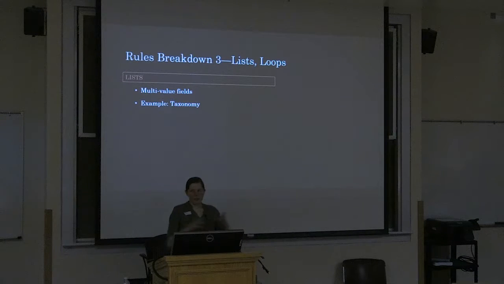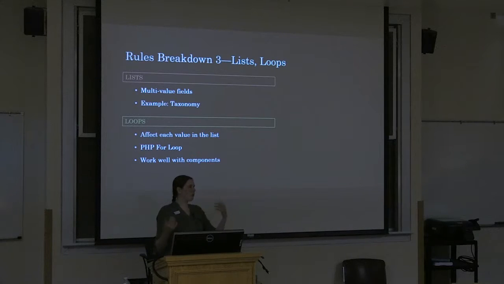Oftentimes you have fields that are multi-valued, like taxonomy vocabulary, for instance. And Rules handles that with this thing called loops, which will allow you to grab that multi-value field and go through each of the values, and you can affect every single value in that list. So if an author has several pieces of content, it can go through and check if they were all listed in one particular list. It can go through and affect each piece of that content.